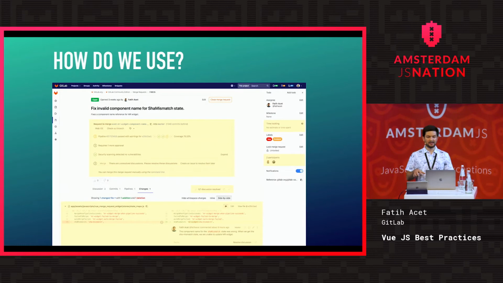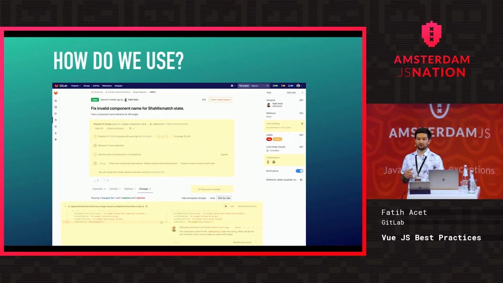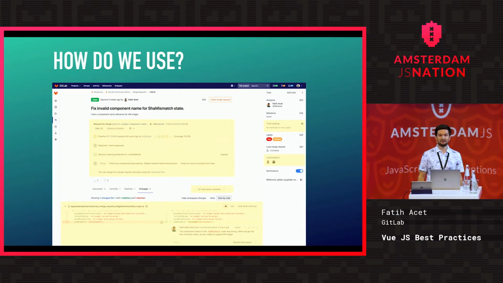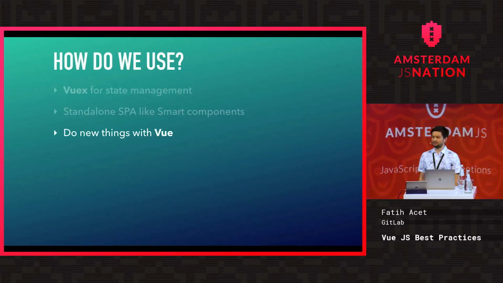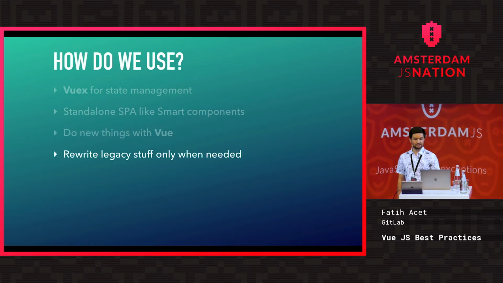So on this page, we have 5 instances of Vue smart components, and they talk together inside the Vuex store. So they communicate with each other. This was the structure, and we build new things with Vue, and also rewrite the legacy stuff only when needed.